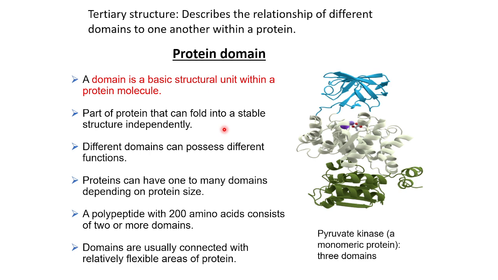right? Then proteins can have one or many domains depending on the protein size. At the same time, a polypeptide with 200 amino acids can contain 2 or more domains, and the domains are usually connected with relatively flexible areas of the protein.